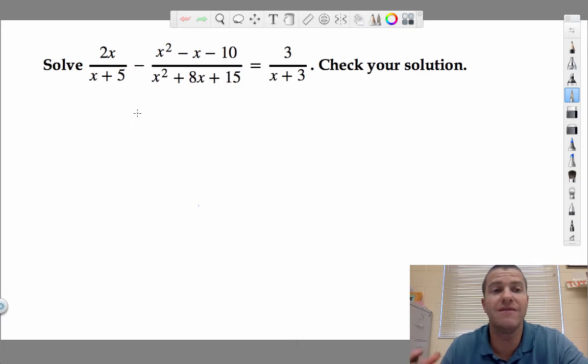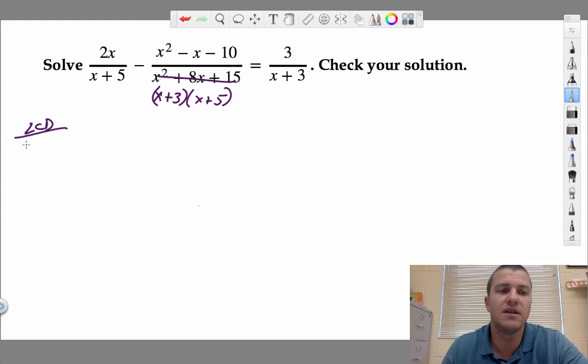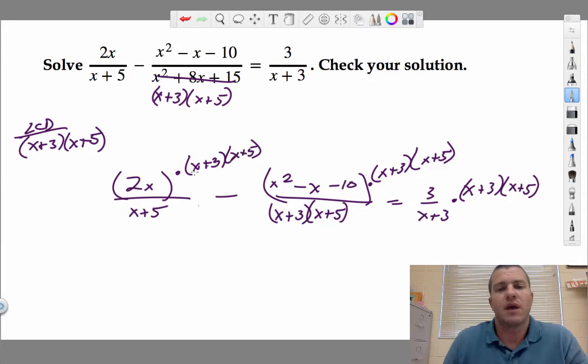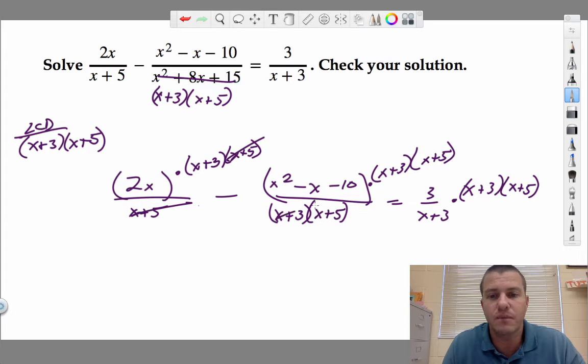So on this next one, I need to find my common denominator. I need to factor this one. And it's going to factor into x plus 3 times x plus 5. So that means my LCD is going to be x plus 3 times x plus 5. So I'm going to multiply that to all 3 numerators and all 3 terms. And then I'm going to cancel out all the denominators. So this x plus 5 cancels out with this x plus 5. They both cancel out in this one, and here the x plus 3's cancel out.